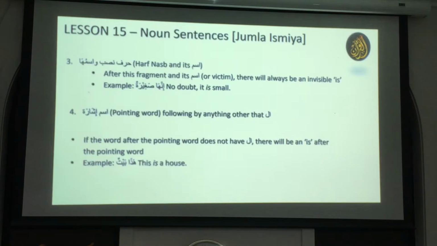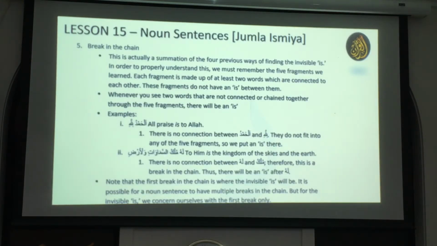And the last one is very important. That's why it will be big: break in the chain. If you follow the last one, the other ones also will be simple. Why? If I give you a sentence in the exam, you can see where the fragments are. Sometimes you will find that two words have a connection between them, but the word after that has no connection. If you see a break of chain, where you cannot find any fragment between two words, then you put an "is" between them.